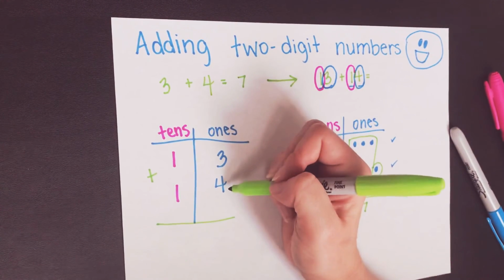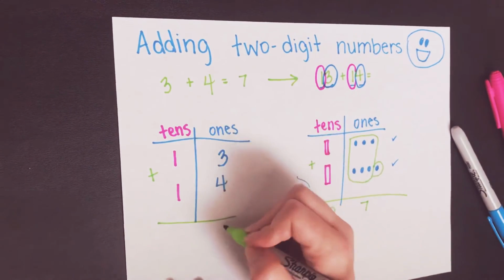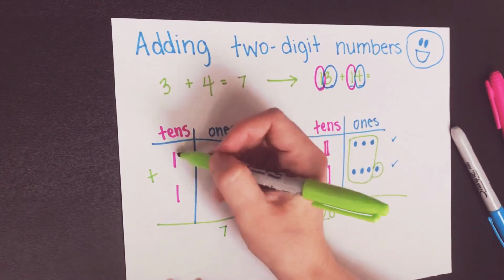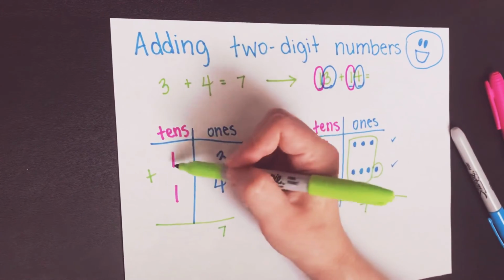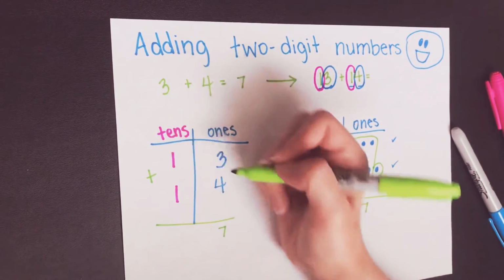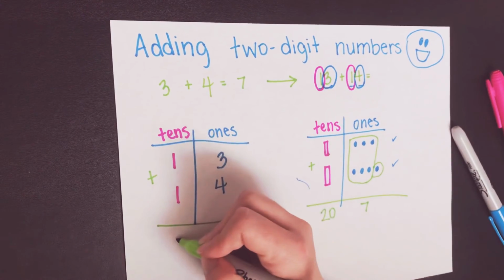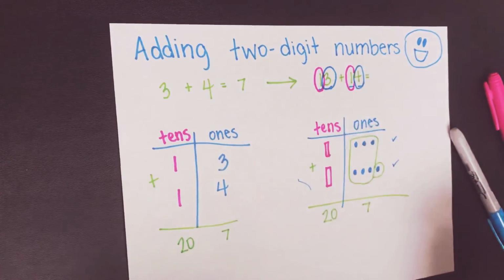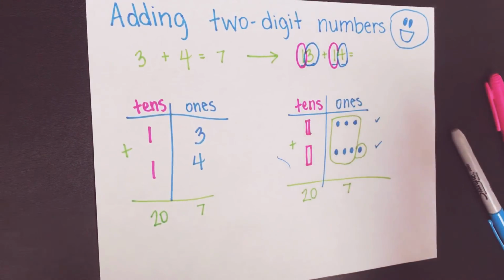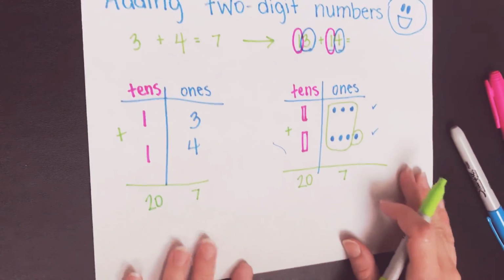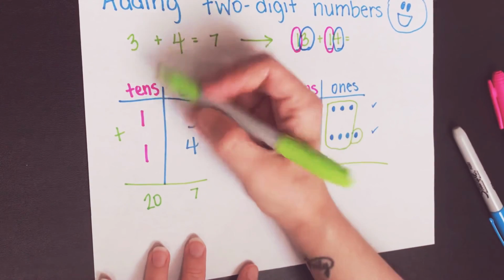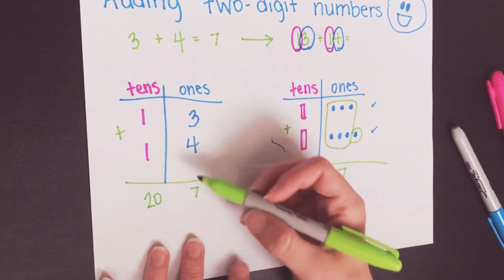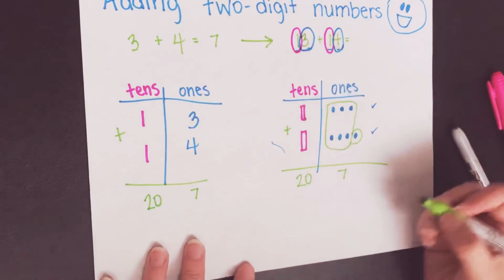Over here, I might know 4 plus 3 equals 7. And 1 plus 1, sorry, this is not 1 plus 1. This is one group of 10. So 10 plus 10 equals 20. Now when you're doing this, you can use either one of these that will make sense to you, but you have to remember that when you have a 1 in your tens place, it does not just mean 1 plus 1. It means 10 plus 10.